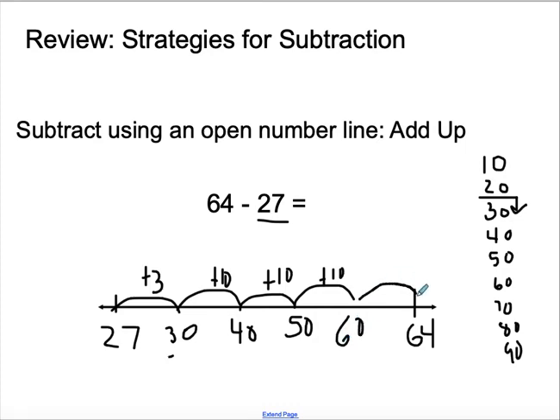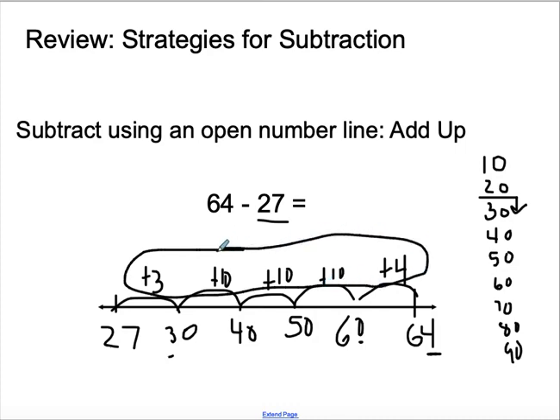Now I only need to add a few more. And I look right at my ones, and it shows me that to get from 60 to 64, I need to add 4. Now we're going to add the numbers on top. 10, 20, 30, 34, 35, 36, 37. So 64 take away 27 equals 37.